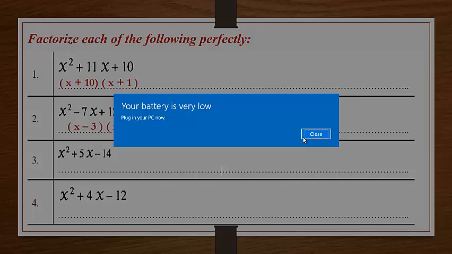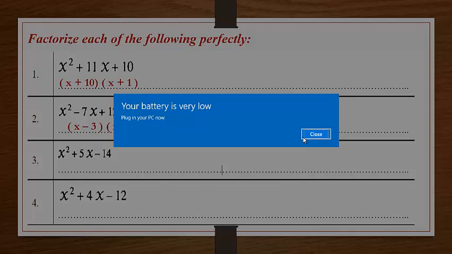Open two brackets and factorize x power 2 to x times x, and factorize 16 to 8 times 2, and the difference between them will be 6. The greatest number has the sign of the middle term, and the other bracket has the inverse sign. So 8 with negative and 2 with positive.